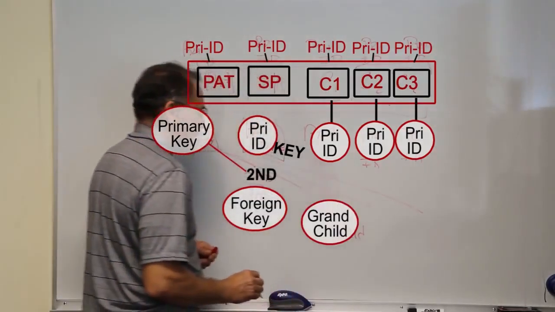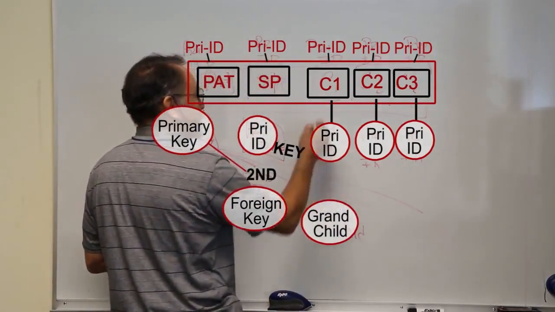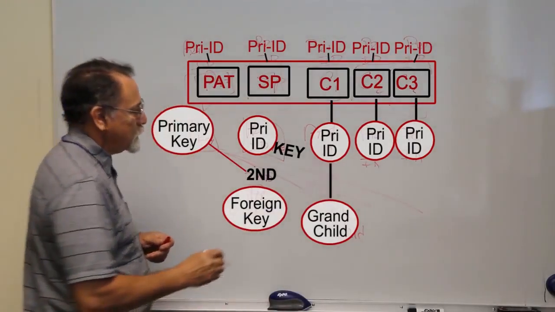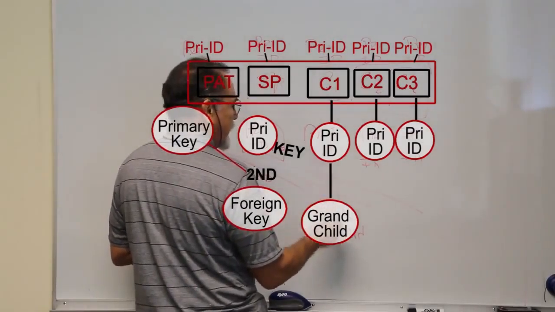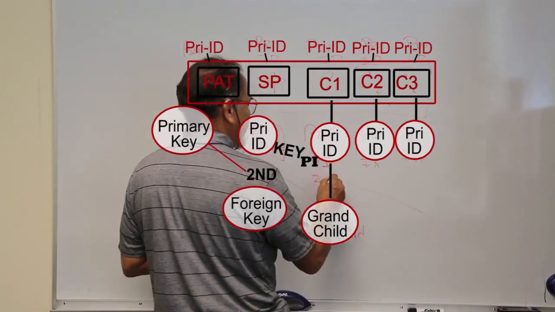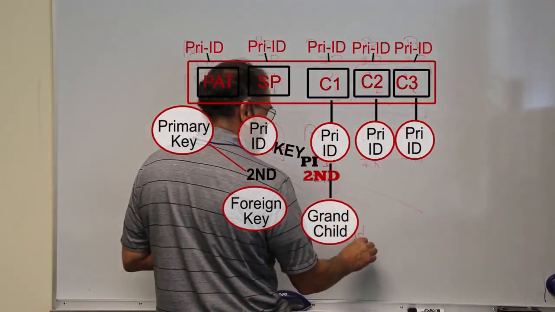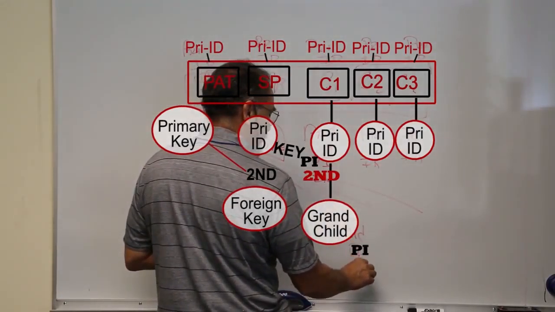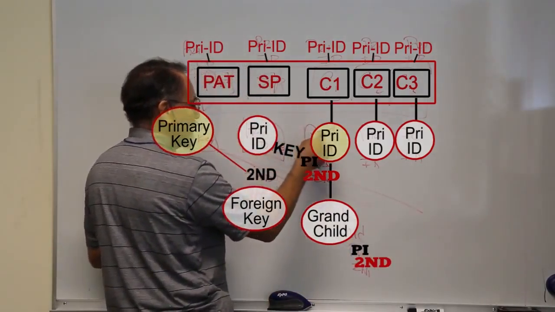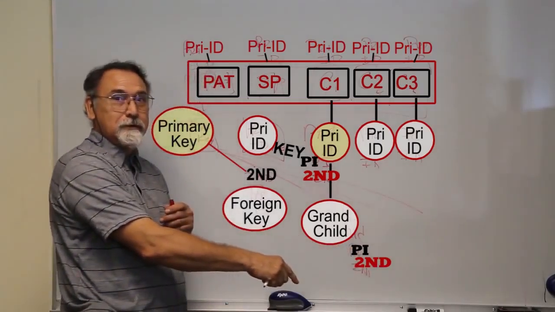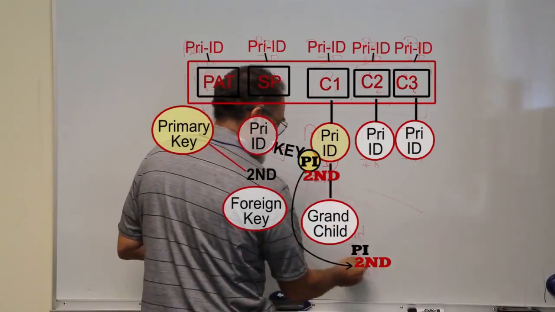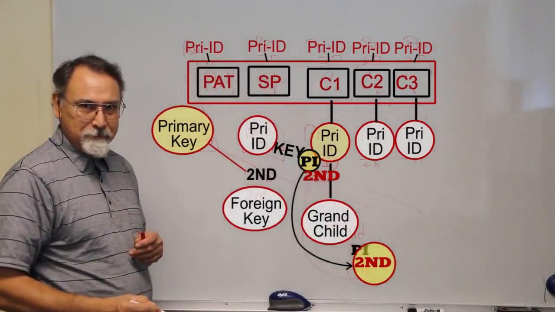Now the grandchild would be subordinate to the parent of that child. So now what would happen is that this would be the primary identifier, and it would also have a second identifier. Now this also has a primary identifier, and it also has a secondary identifier. However, remember that this one hooks up to this, and now this is going to hook up to this one. So this primary identifier here now is going to be the second identifier down here.